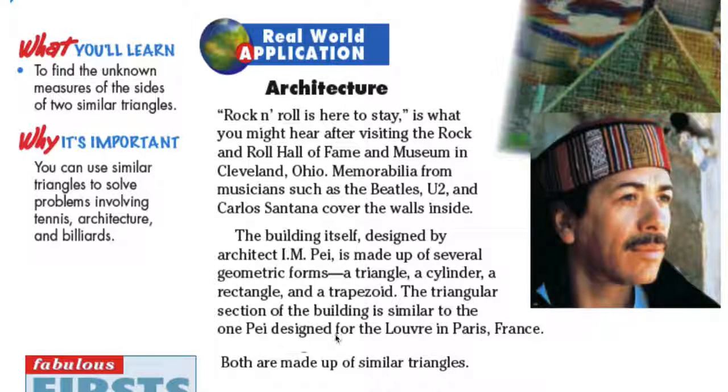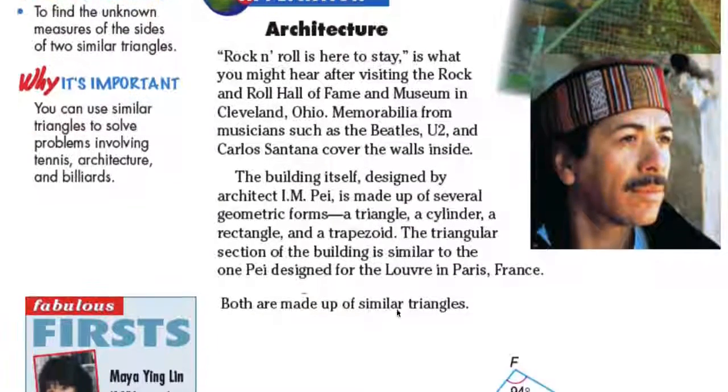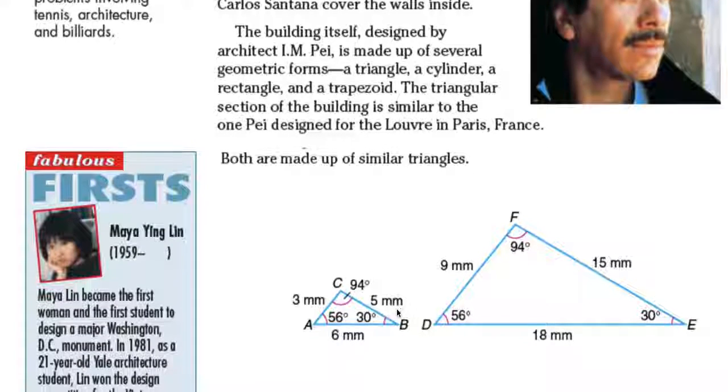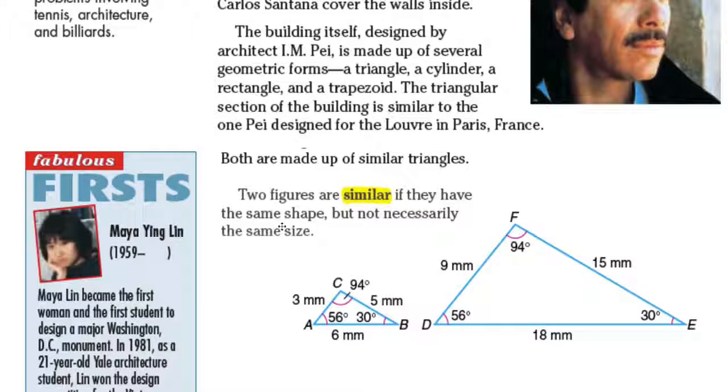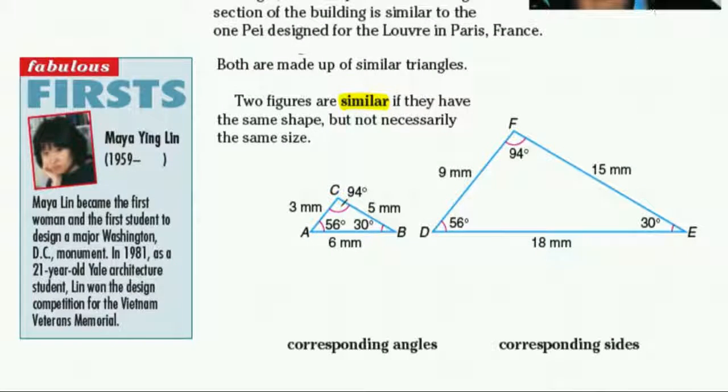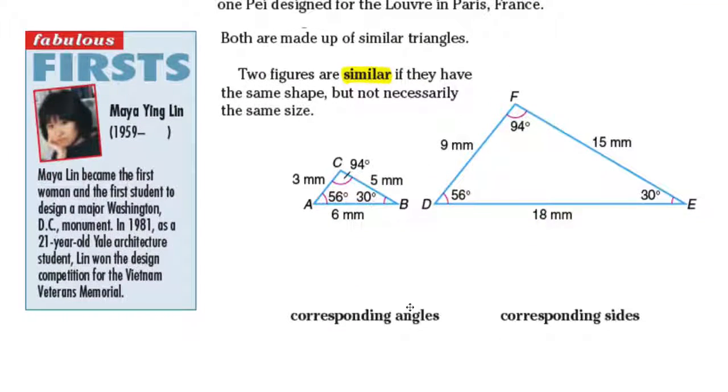The triangular section of the building is similar to the one Pei designed for the Louvre in Paris, France, and this is the Louvre in Paris, France. It's very similar to the triangles in Cleveland, Ohio, in the Rock and Roll Hall of Fame Museum. So both are made up of similar triangles, and we say that two figures are similar if they have the same shape, but not necessarily the same size. So you have these two triangles, they have the same shape, but not the same size.